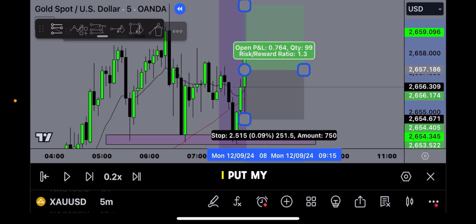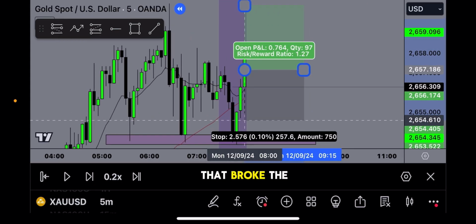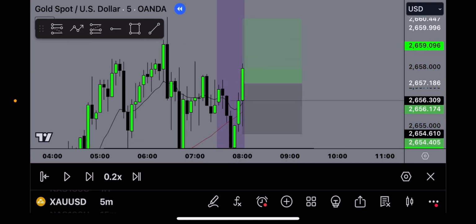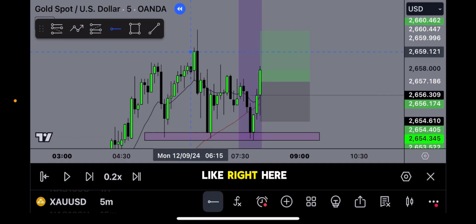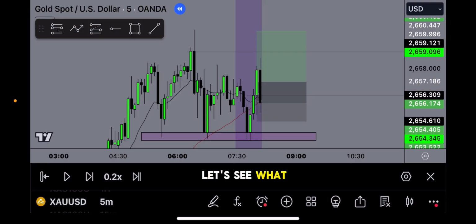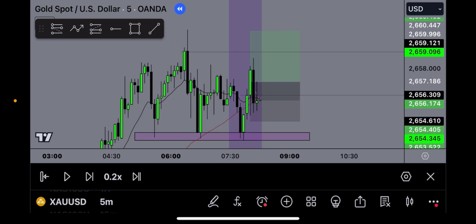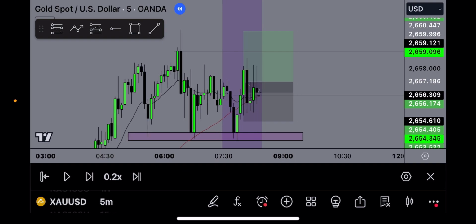I put my stop loss underneath the candle that broke the 13 MA. And then I went for a 1-to-1, which my 1-to-1 would have been like right here. Boom. And let's see what happened. Price came back down, brought me into drawdown. It was just consolidating for a little bit.